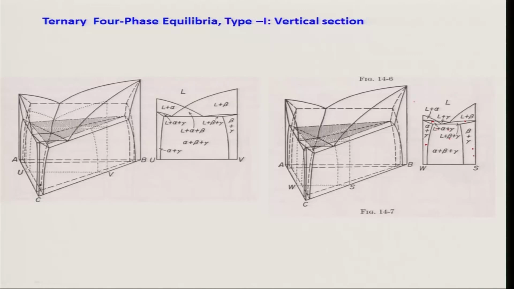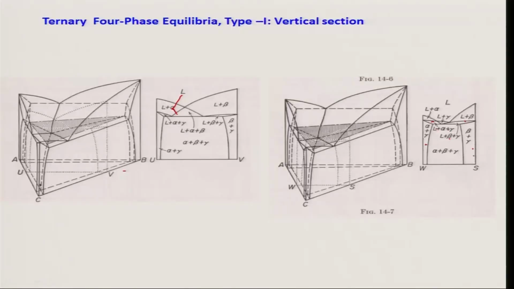Similarly, if I take the section along UV, which is a little bit longer and closer to AB than WS, you have all the regions remaining the same. Vertical sections are basically important to know how the phase fields appear as a function of temperature. As the temperature is getting down, how does the phase field appear? So liquid to alpha, alpha to liquid plus alpha plus gamma, and alpha plus gamma. That is how things happen.